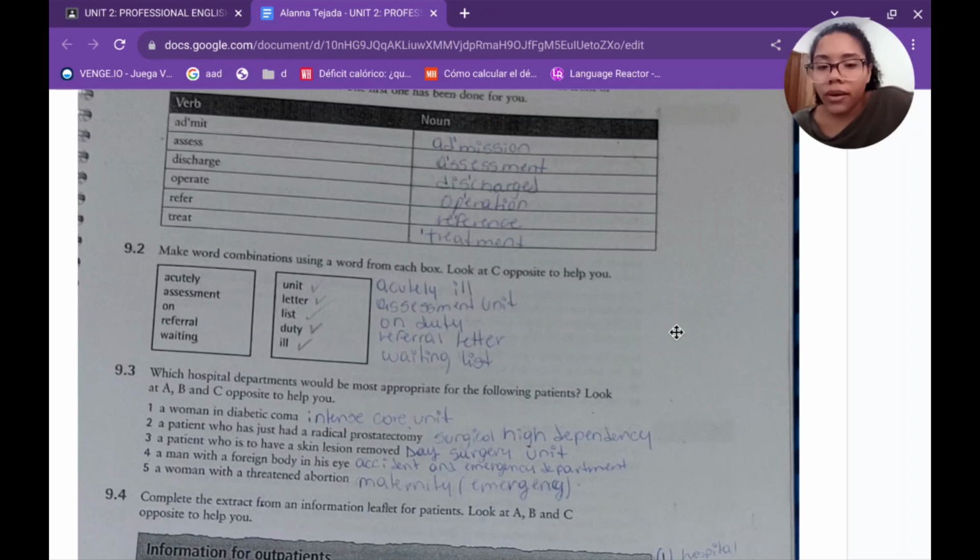Make word combinations using a word from each box. Look at C opposite to help you. Acutely ill, assessment unit. On duty, referral letter, waiting list.